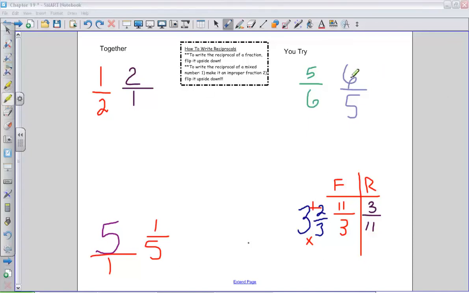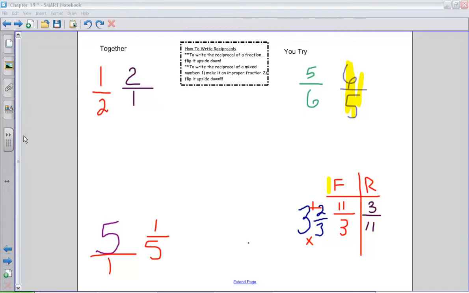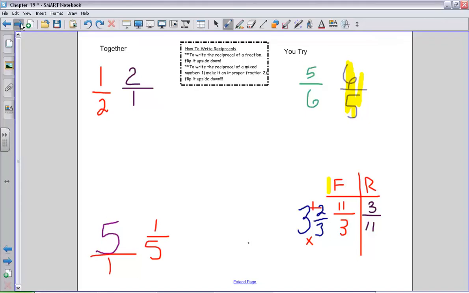Alright, here's our last couple answers. The reciprocal of 5/6 is 6/5. And got a mixed number, so the first thing I have to do is change it into an improper fraction. So an improper fraction is going to be 3 times 3, which is 9, plus 2, so I get 11/3. And then to make it a reciprocal, I flip that upside down. So 3 is now my numerator, and 11 is my denominator for 3/11.